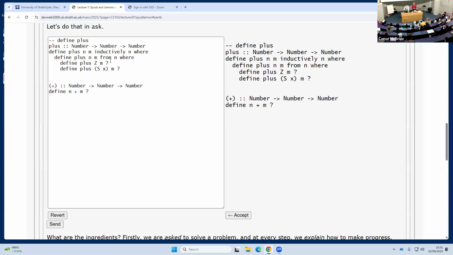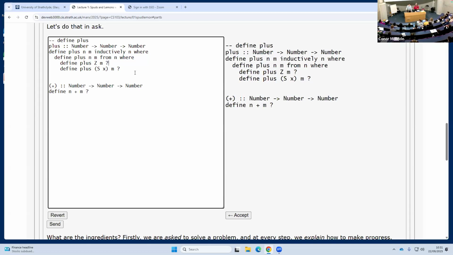So it's asking us to define what happens when the first number is 0. And remember, when we got to the lemma, we replaced it with the other number. So we know what 0 plus m is going to be. It's going to be m. So let's try that then. So it's m.